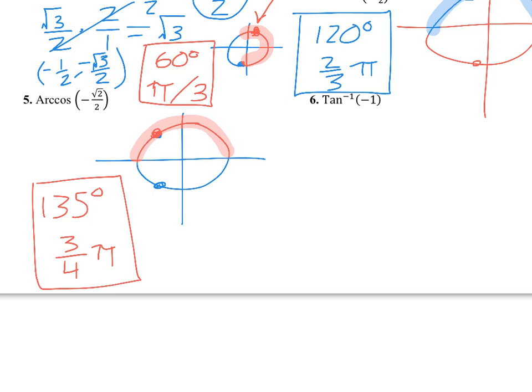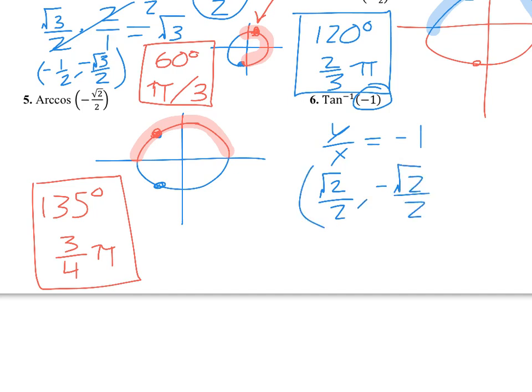Alright, when would tangent equal -1? At what angle? So when could the x and y coordinates be opposites of each other? Since tangent is y divided by x, if you want y divided by x to equal -1, that means they have to be opposites. So that would either be at rad 2 over 2, comma, negative rad 2 over 2, or vice versa, negative rad 2 over 2, comma, positive rad 2 over 2.